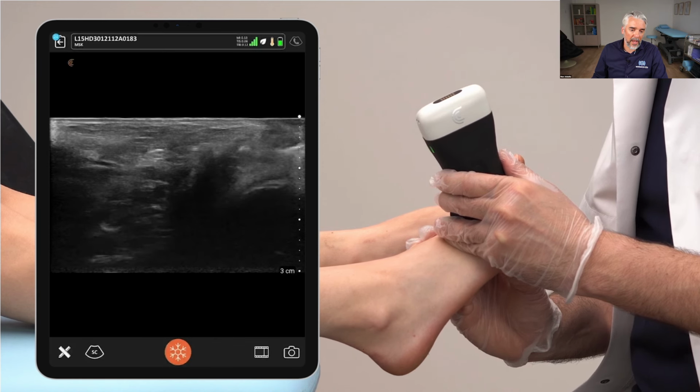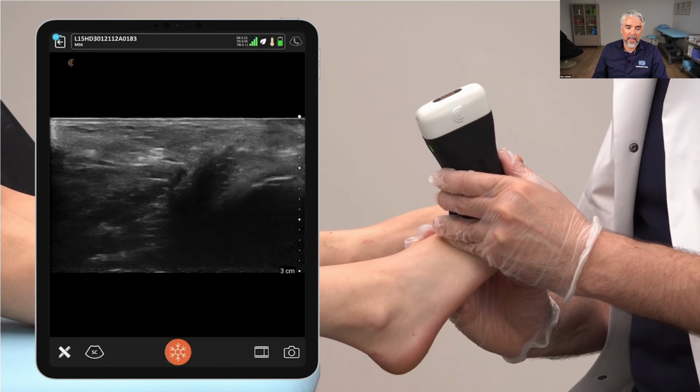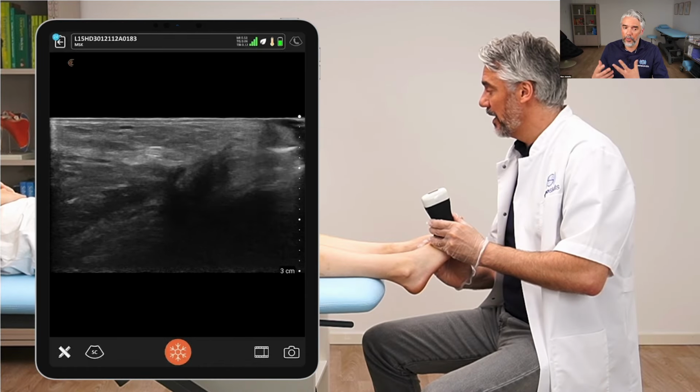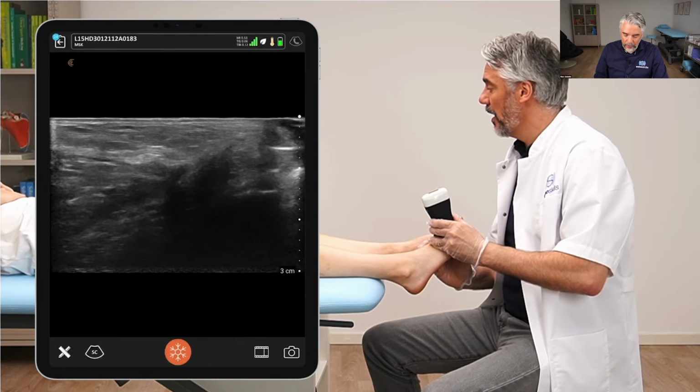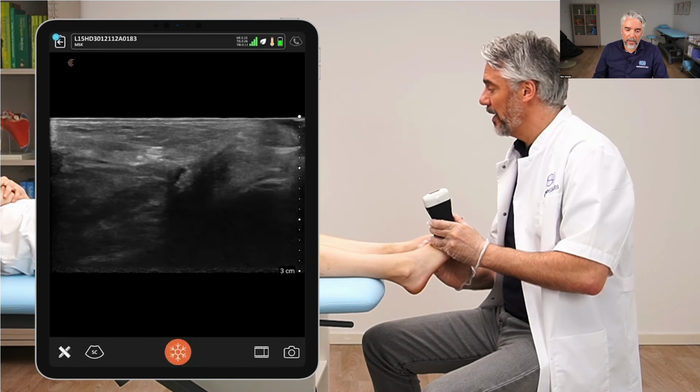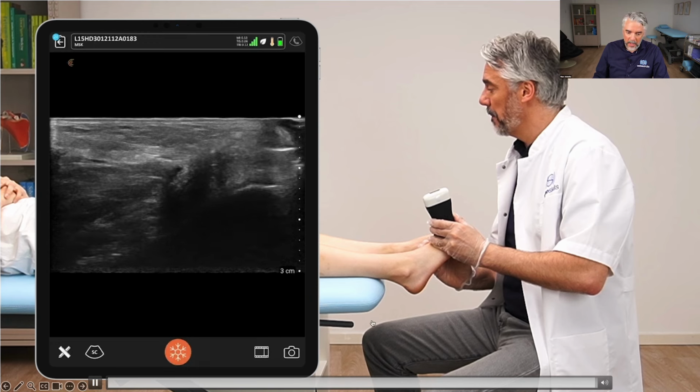And if there is a Morton's neuroma, then you will see the thickening of the Morton's neuroma coming more towards superficial, and in many cases also surrounded with a fluid, which is a sign of a bursa.